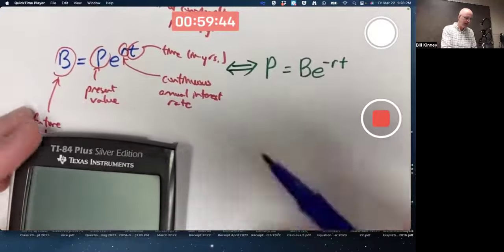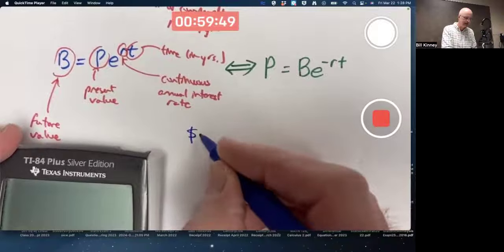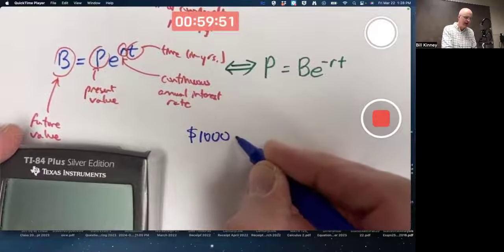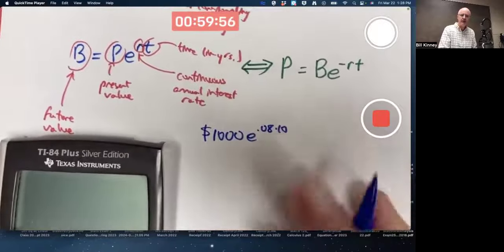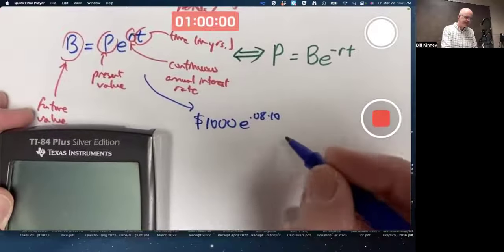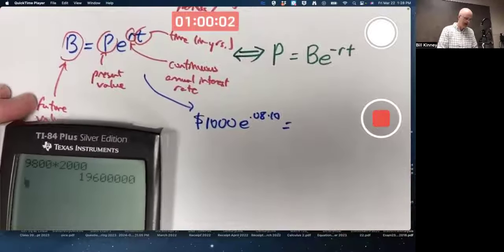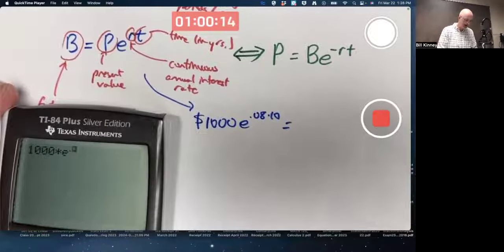For example, I might wonder if I deposit $1,000 right now, if P is 1,000, in a bank earning, wow, 8% interest for 10 years, how much is that money going to grow to? I'm using this first equation here to do this. It's going to grow to 1,000 times e to the 0.08 times 10, which is 0.8 power. I'll type it in as 0.08 times 10.